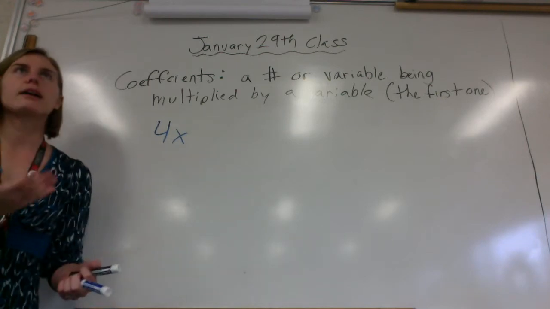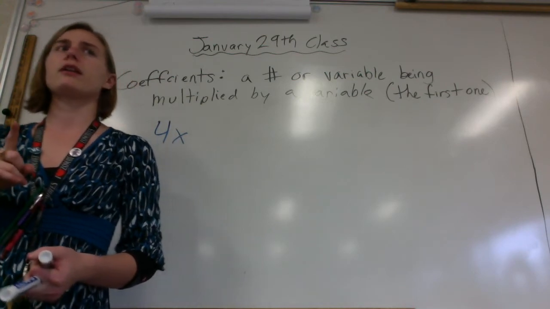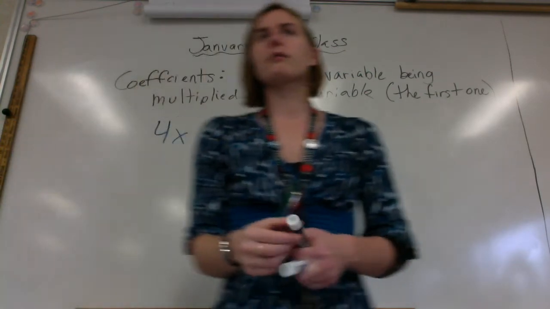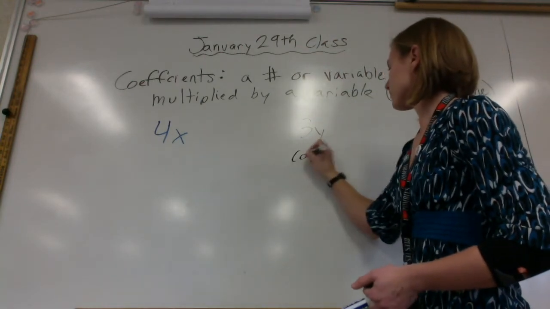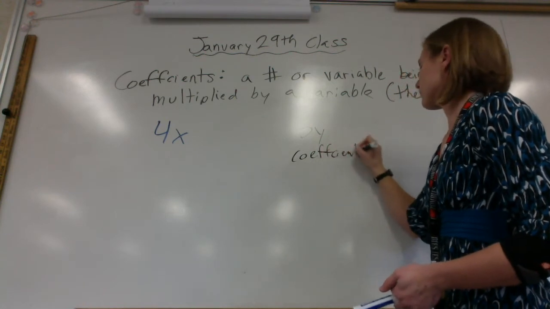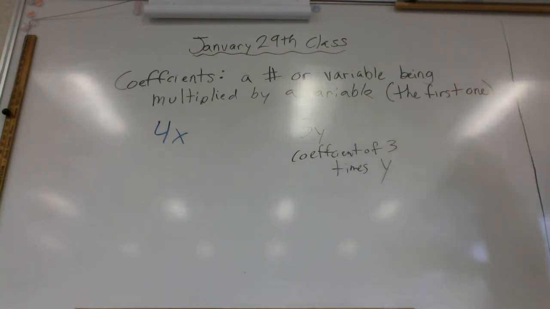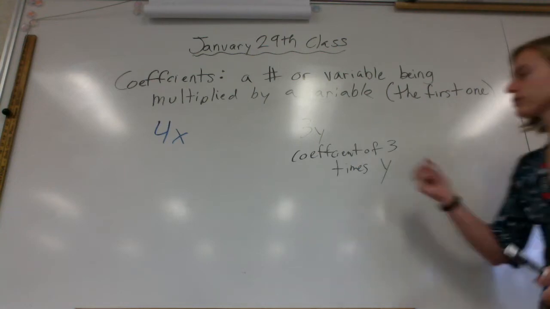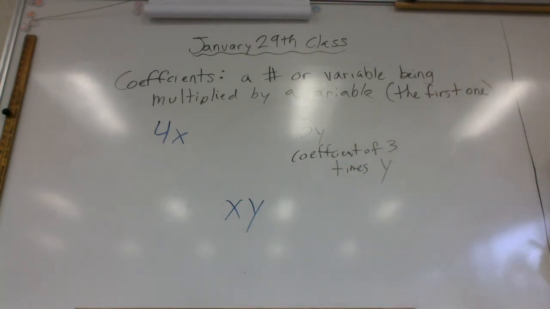So if I want to write a term with a coefficient of 3 being multiplied by y, what would that look like? Right, 3y. So if you ever hear them just say coefficient, it normally means the number before, but it can also be the letter before. So if you have xy, x is your coefficient. But normally it refers to the number.